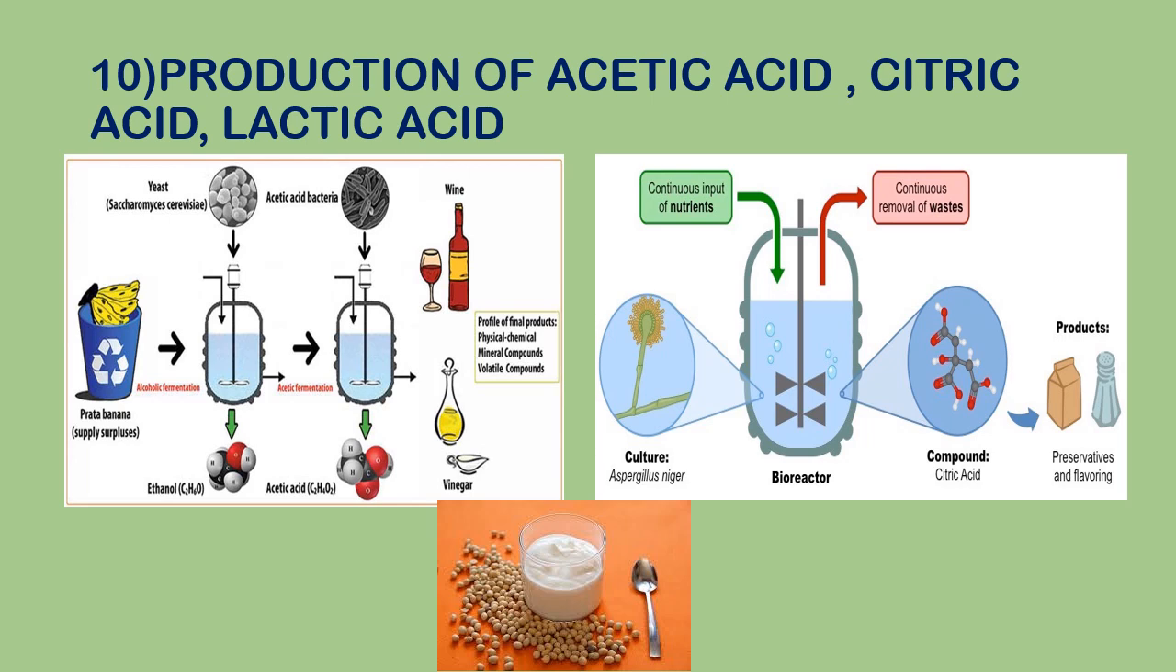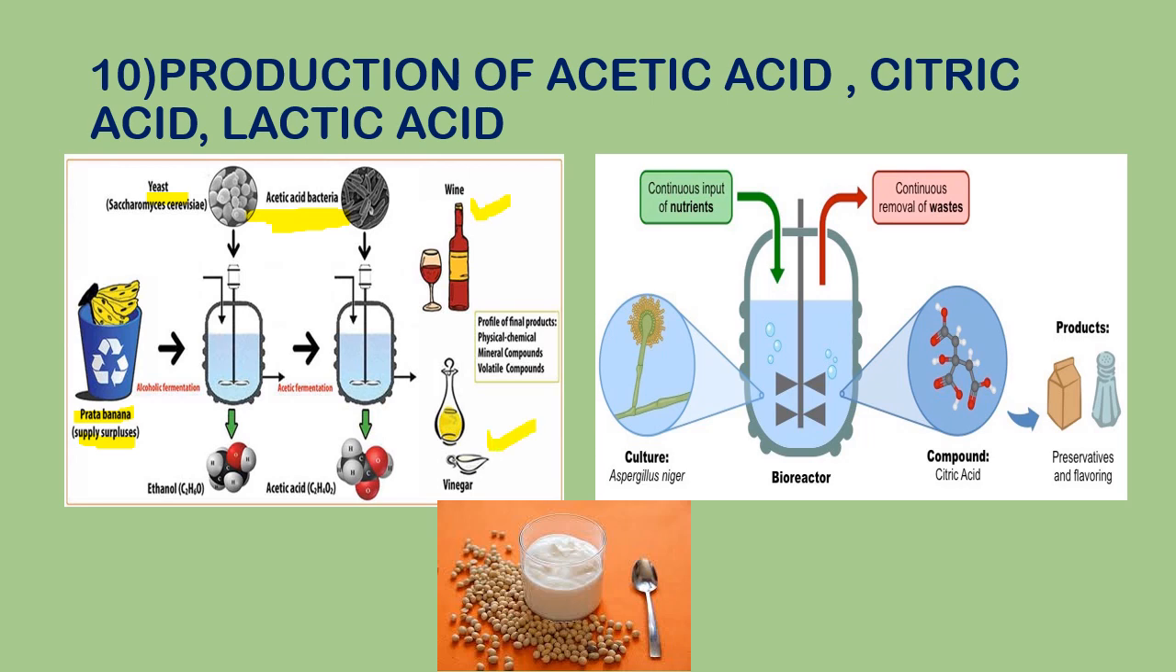Production of acetic acid, citric acid and lactic acid. Look at the first picture where we get acetic acid. We have here banana leaves, and you can see the bananas. They have been put into the digester, and yeast and acetic acid bacteria are added to it, because of which the fermentation takes place, and as a result you get wine and vinegar.